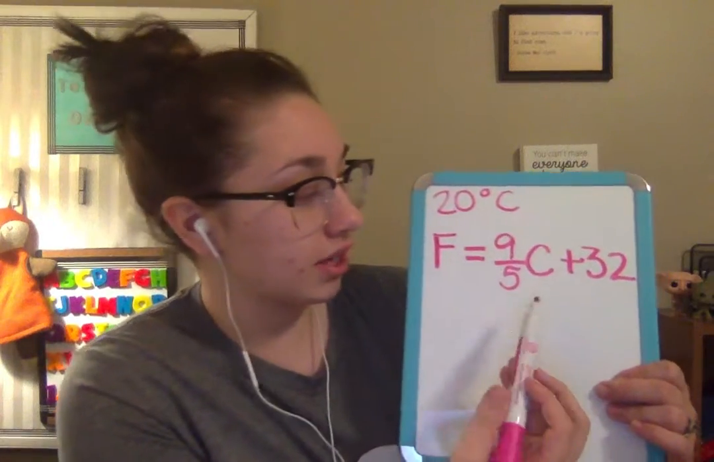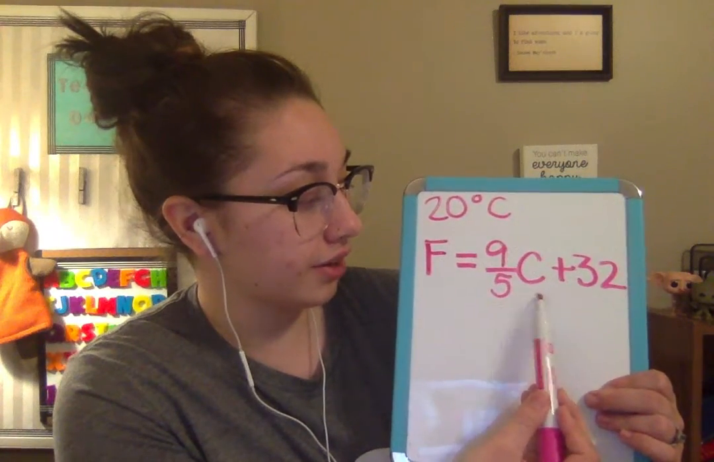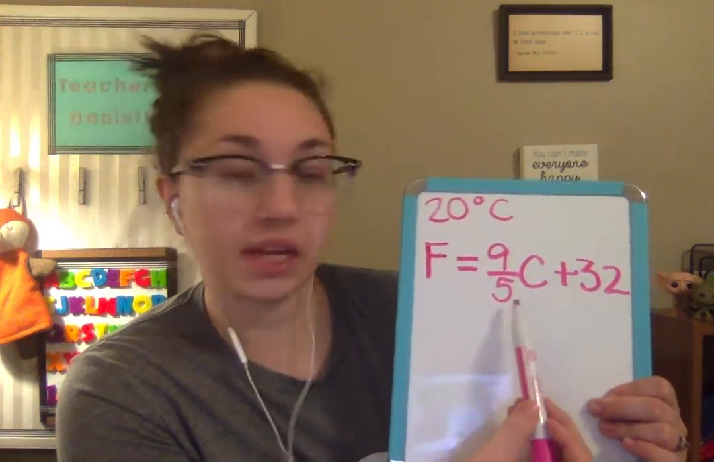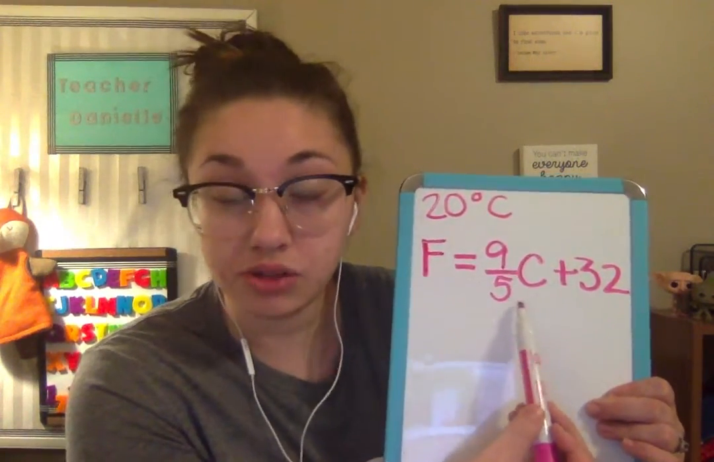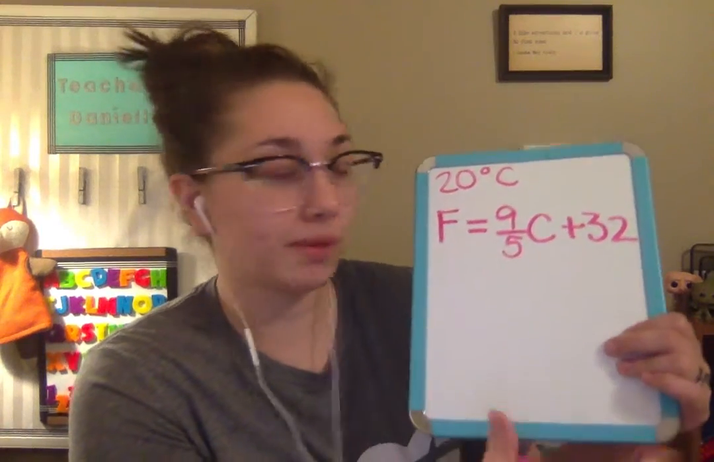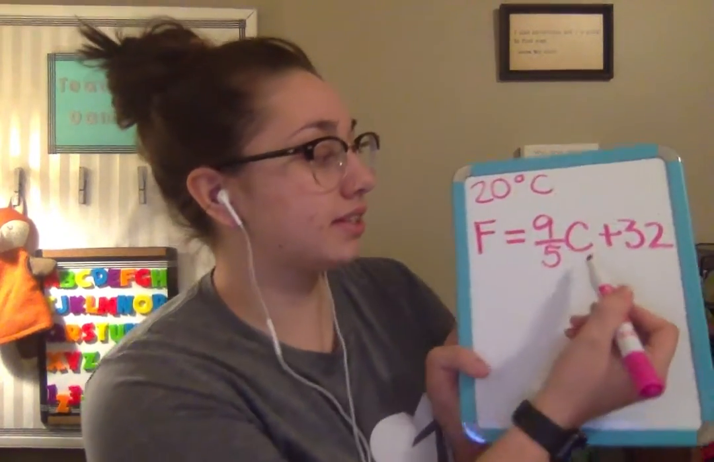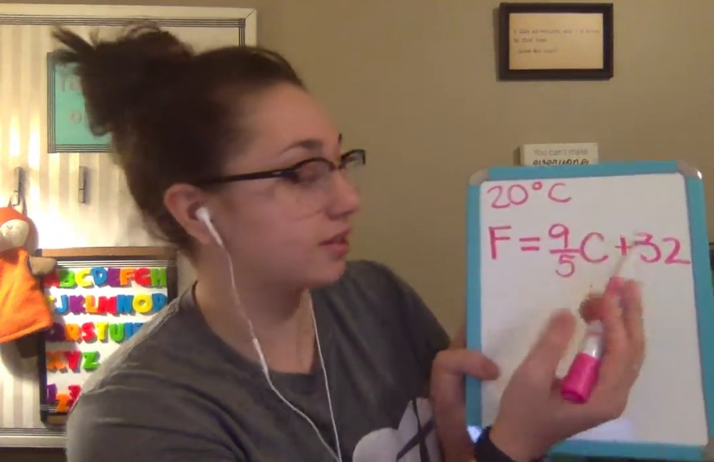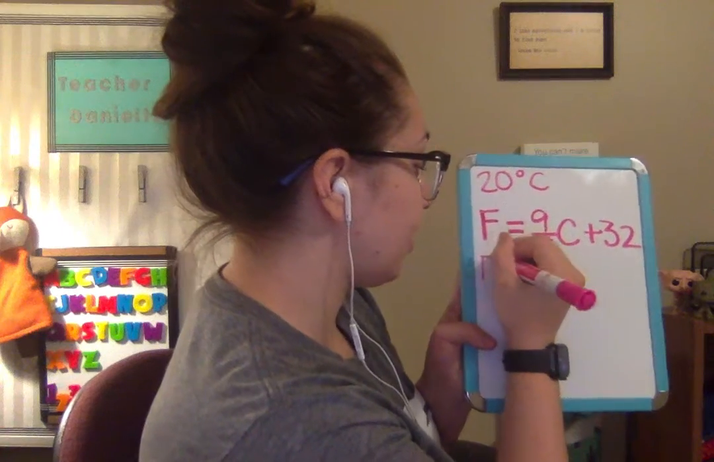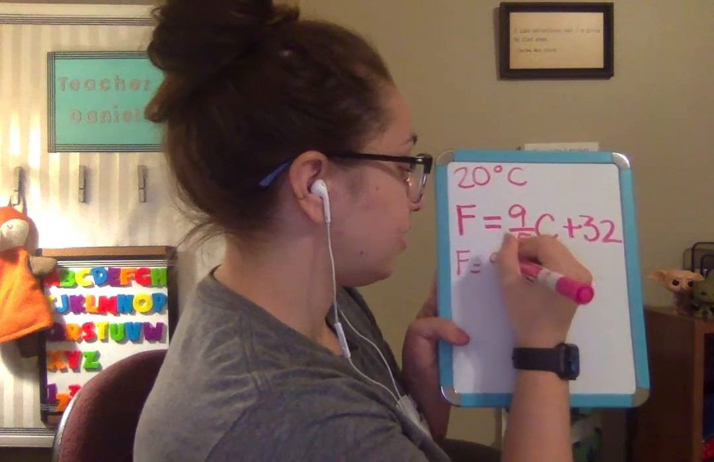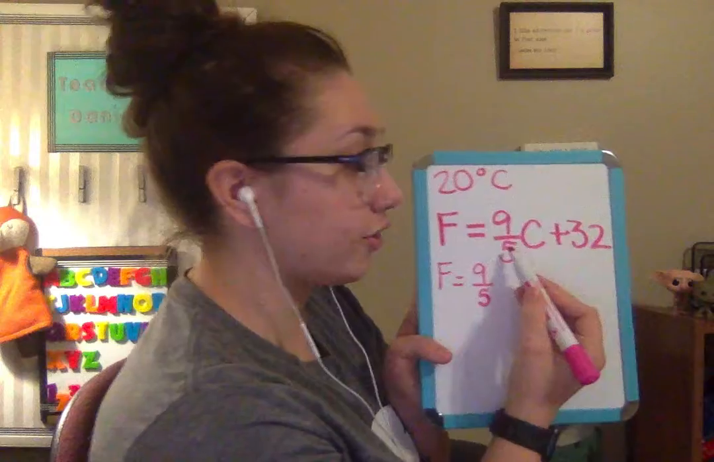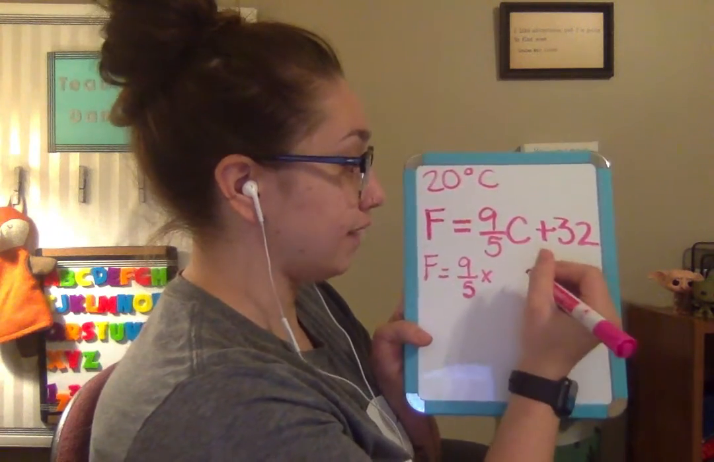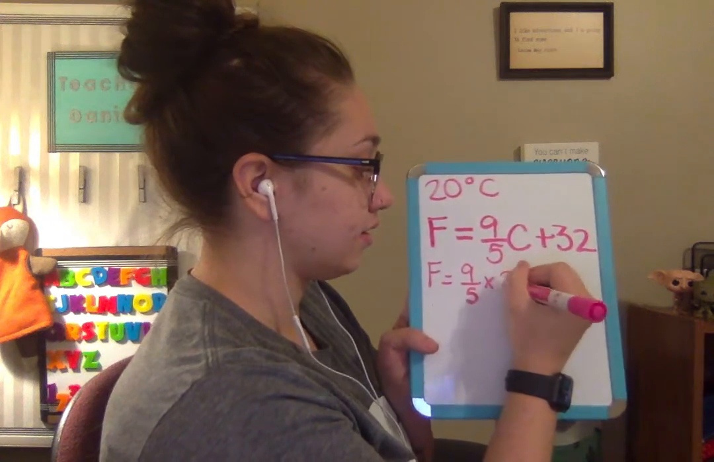So the first thing to do is, I know that I have a letter next to a fraction, and if I have a letter next to any other number, or even another letter when you get to more advanced work, that's always going to mean multiplication. And I know that this C represents Celsius. And what's my Celsius here? 20 degrees. So I can rewrite this equation. F equals 9/5, and they're right next to each other, so it's going to be multiplication. So 9/5 multiplied by 20.